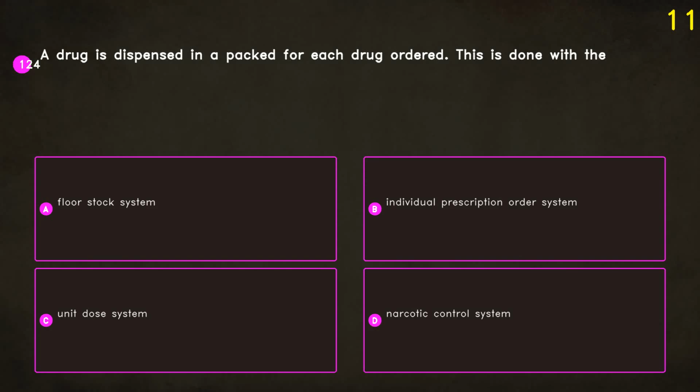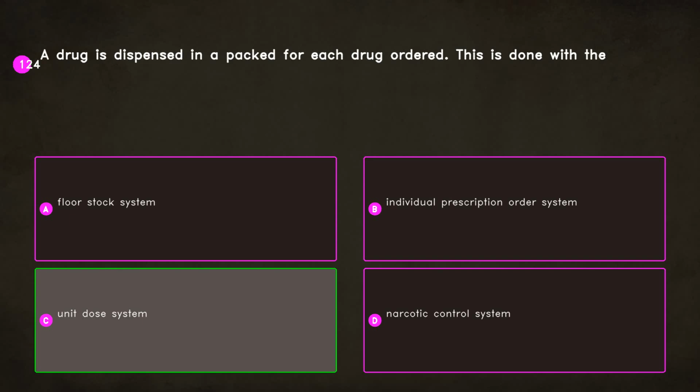Question 124. A drug is dispensed in a pack for each drug ordered. This is done with the A. floor stock system. B. individual prescription order system. C. unit dose system. D. narcotic control system. The correct answer is unit dose system.